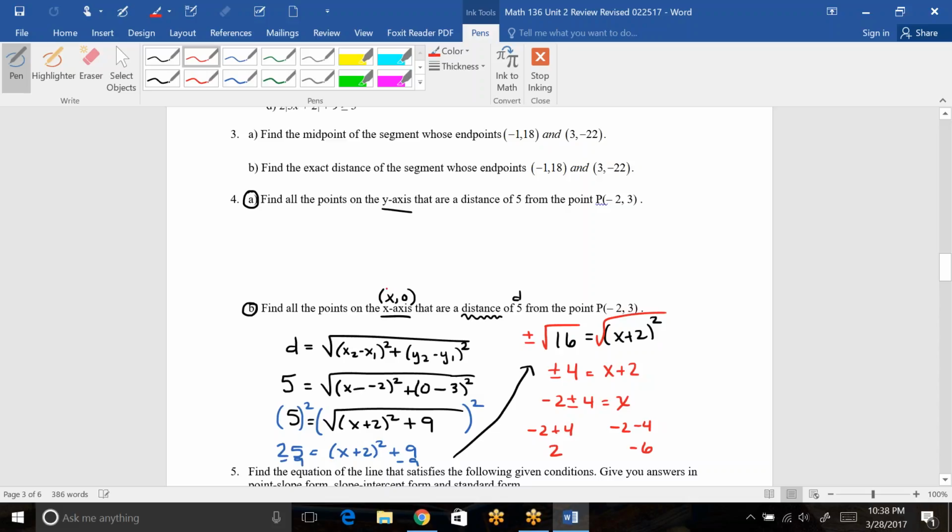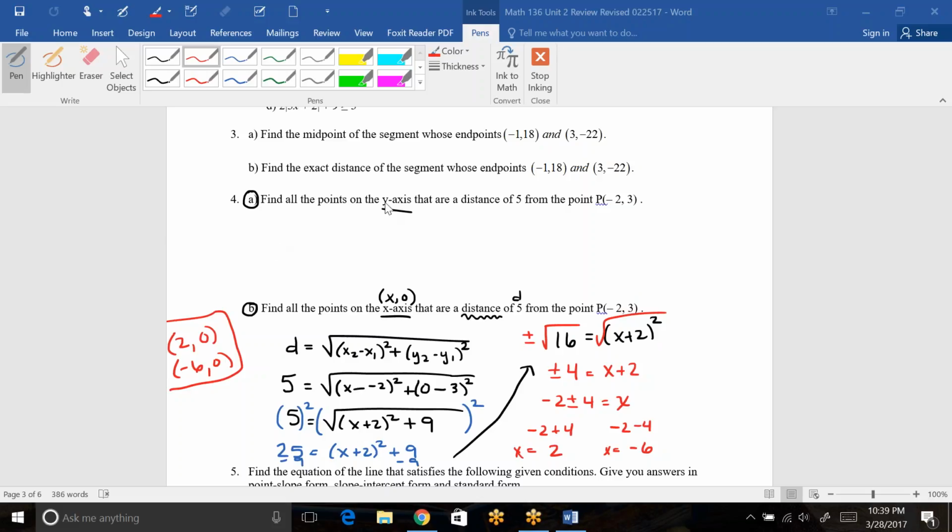So that means I get 2 different x-intercepts. 2, 0, because remember x was the part we were solving for, and -6, 0. So both of those are exactly 5 away from this point distance-wise. And like I said, I'll come back to A if we have time, but I want to make sure we do at least one of every type that you guys asked for.